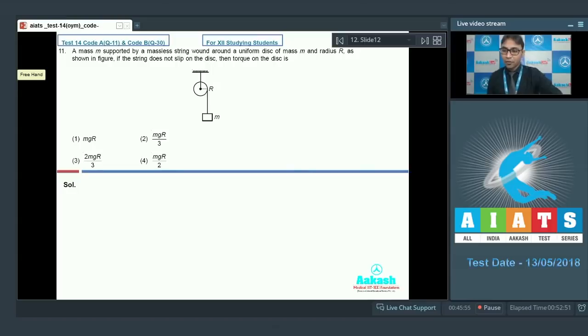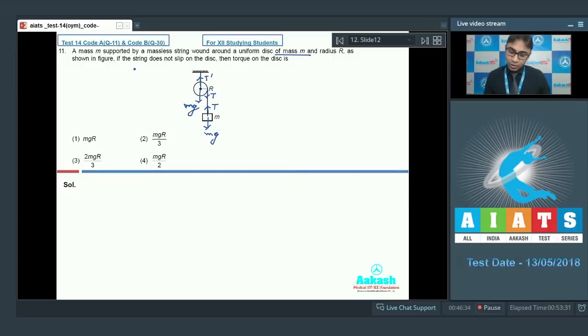So again, in this kind of question, our first step should be the free body diagram. If I draw the free body diagram of this mass m, it has one force mg that will be vertically downward, and the other force due to this string, that will be the tension. And on this disk there will be two forces, one due to this tension T and the other, T dash, and one more force, that is the weight mg of the disk.